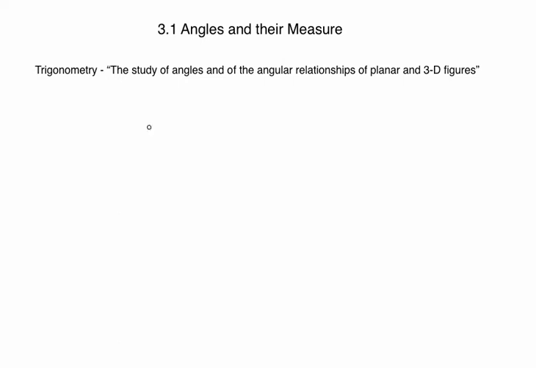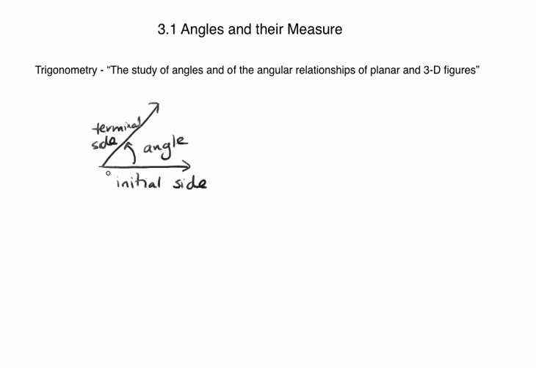When we talk about an angle, there's different parts of the angle that we actually refer to. So if we have the angle here, our angle would be the portion that's in the middle of what we call our initial side and our terminal side. This point here, remember, is called your vertex.